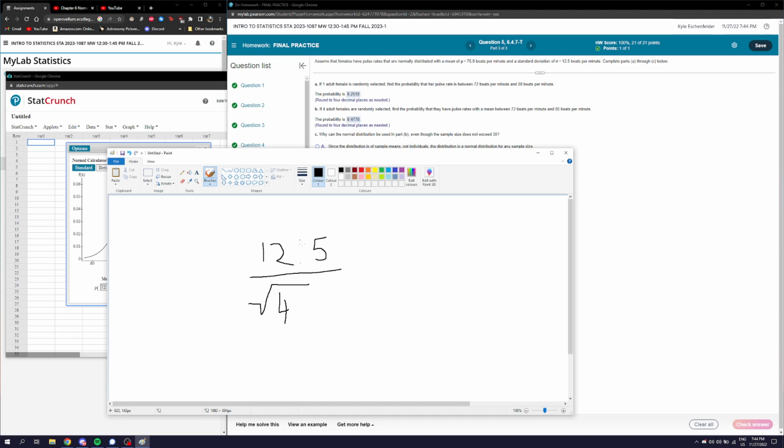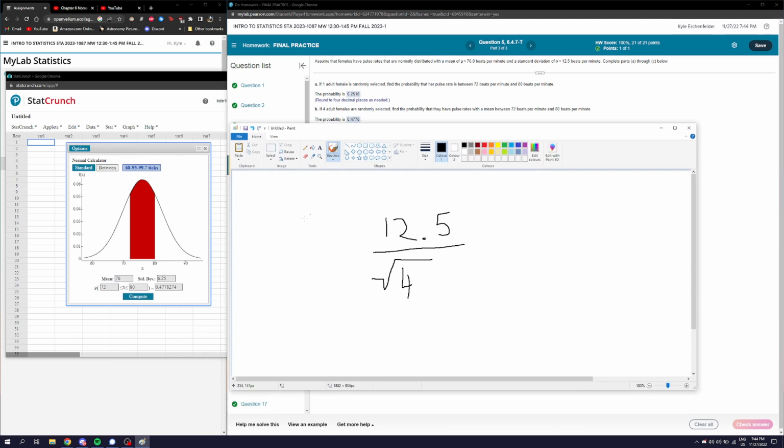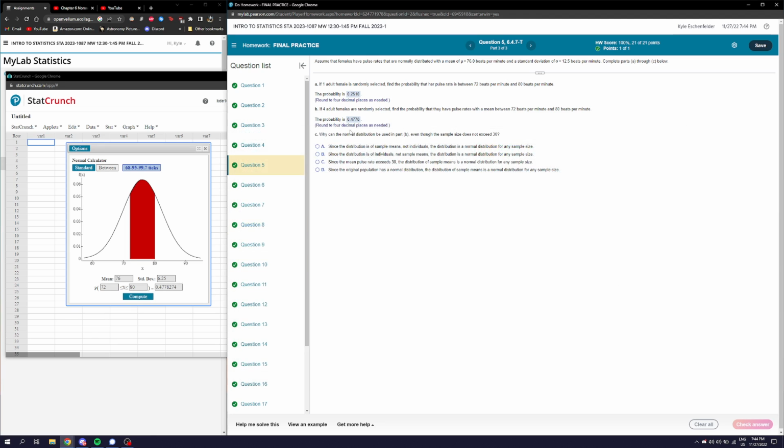By 4, that's what you're doing basically. And then you take that answer, you put it in there, leave everything else the same, and that's your answer. So, because the square root of 4 is 2, 6.25. There you go, see, like that. And then that's how you do it.